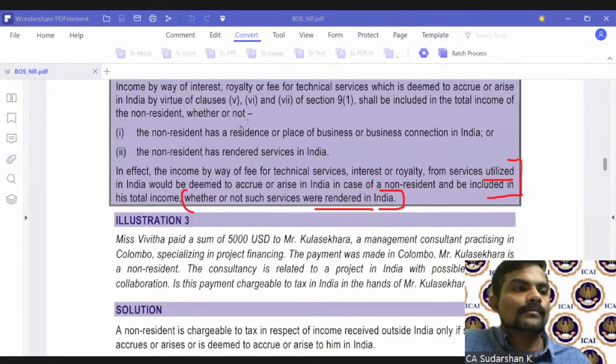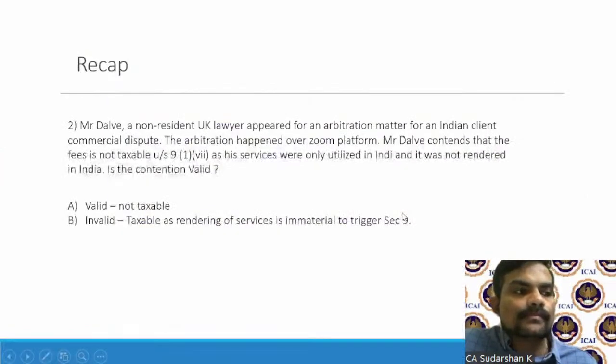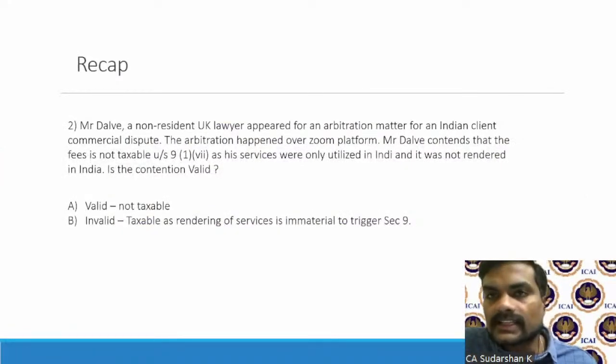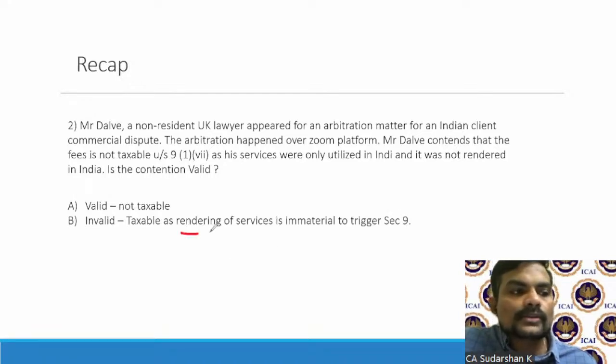So therefore, the answer to question number 2 will be invalid. His contention is not valid because rendering of services is immaterial to trigger Section 9. Move on to the next one.